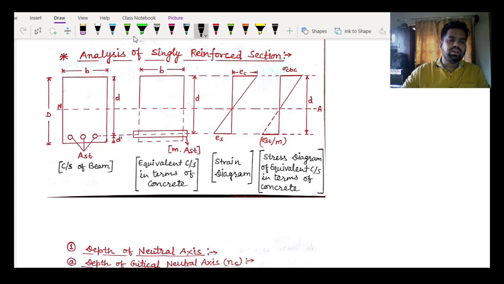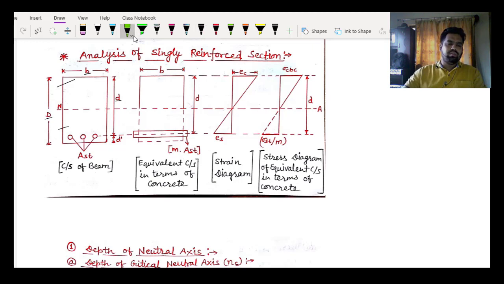Okay, let's start. Here I have drawn a cross section of a beam whose width is small b, overall depth is capital D and effective depth is small d, and the remaining depth, capital D minus small d, is equal to the cover provided for the steel in tension. Before analyzing a beam we have to convert this section into a homogeneous section.